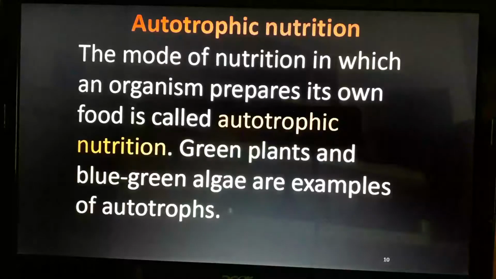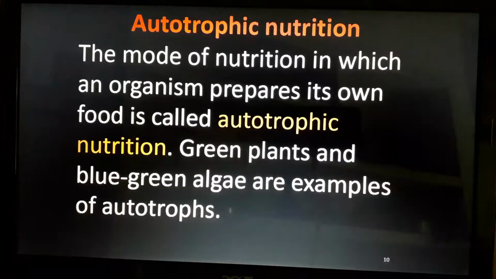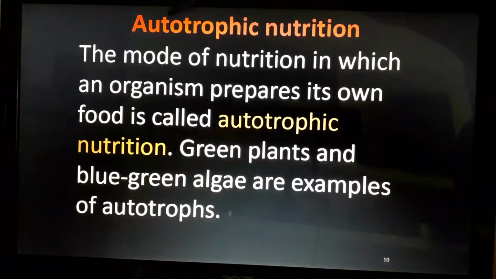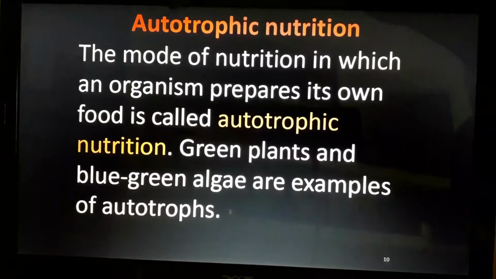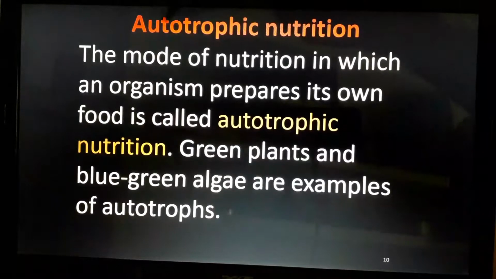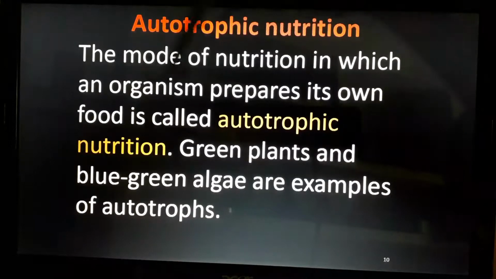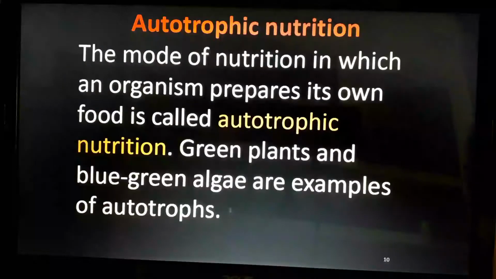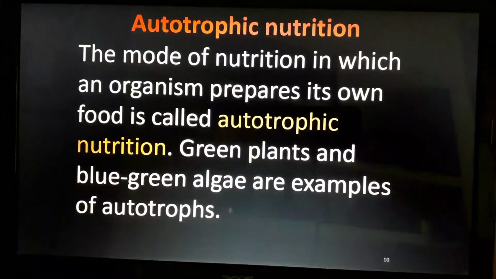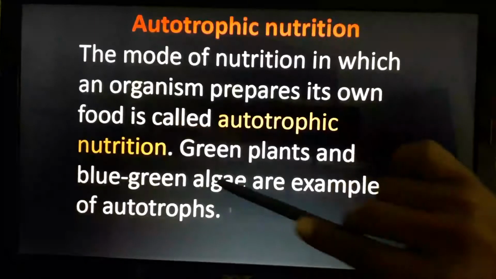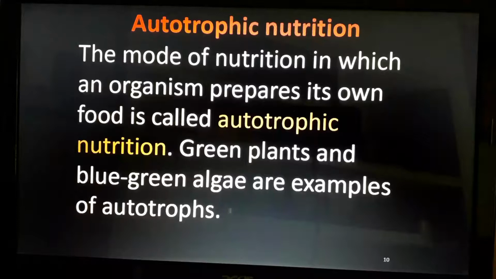So the first one is autotrophic nutrition. Auto means what? Auto we are traveling? No. Auto means automatic. Autotrophic nutrition means the organism prepares its own food. The mode of nutrition in which an organism prepares its own food is called autotrophic nutrition. Can you say an example? Of course, the example is green plants. It is already written here. Green plants and blue-green algae are examples of autotrophs.